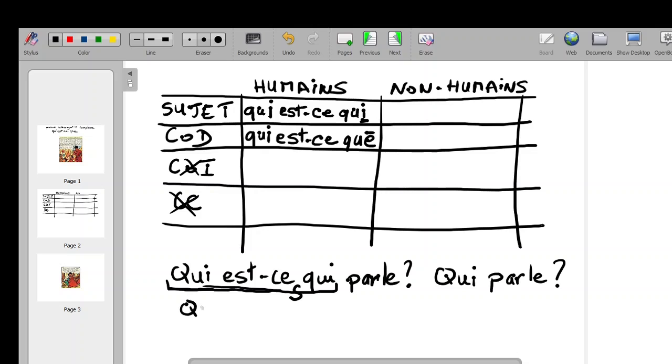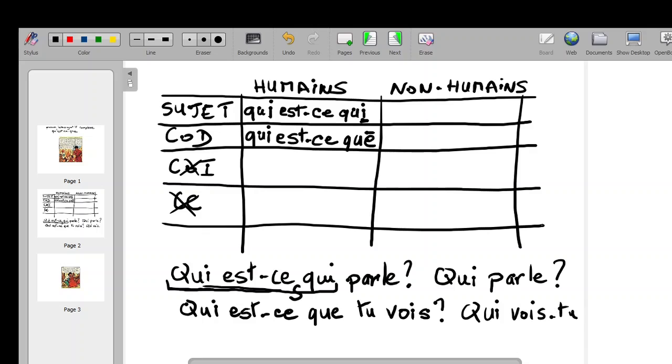Example. Qui est-ce que tu vois? So who are you seeing? Who are you seeing? But you could also say qui vois-tu? Okay, same thing. It's not that one is more formal, it's just that the qui est-ce que is more in spoken French. So the whole thing, qui est-ce que, is COD of tu vois, you see. Okay.